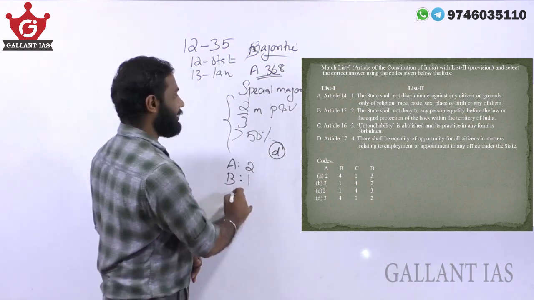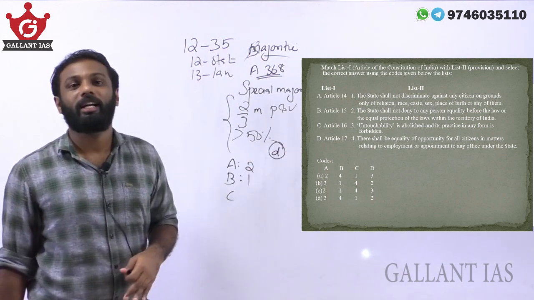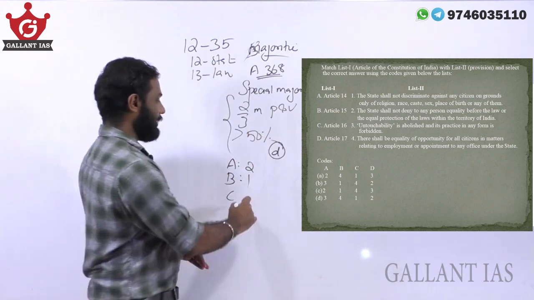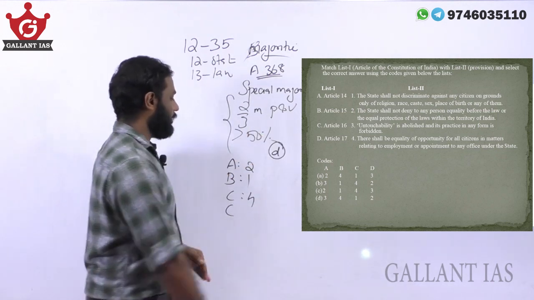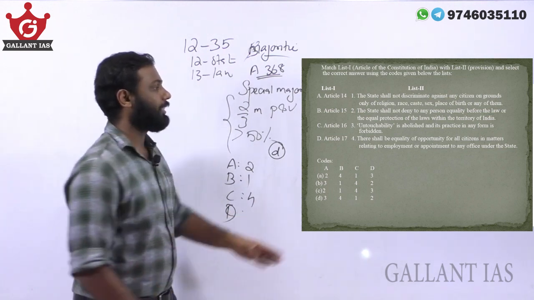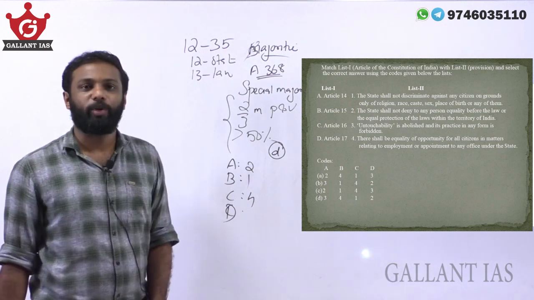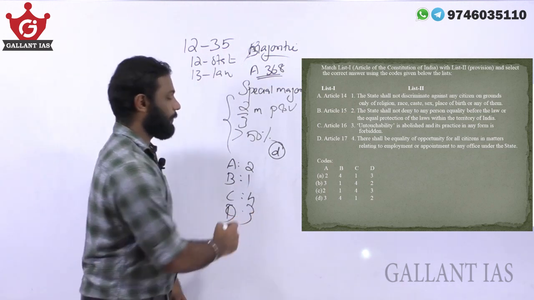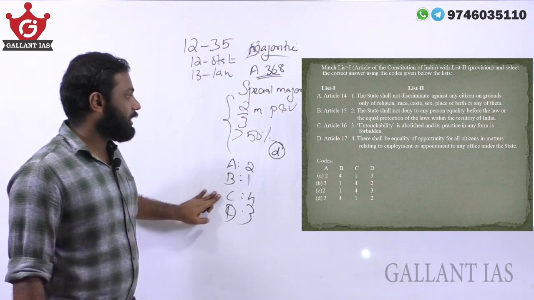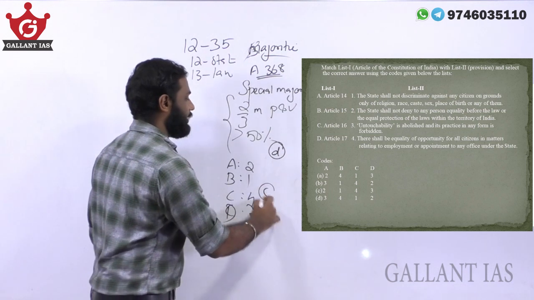Okay. Next is C, that is Article 16. It is regarding equality of opportunity regarding public employment. Okay. So Article 16 matches with 4. The option then D, Article 17. We all know that Article 17 deals with untouchability. Untouchability is abolished and its practice in any form is forbidden. Okay, so D should match with 3. So A2, B1, C4 and D3, answer is option C.